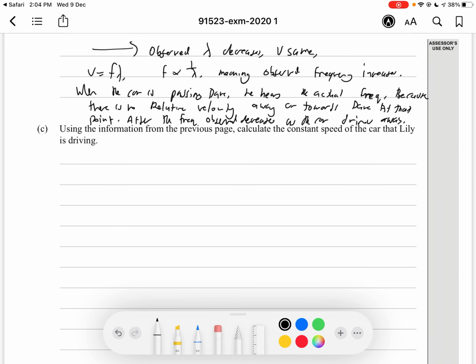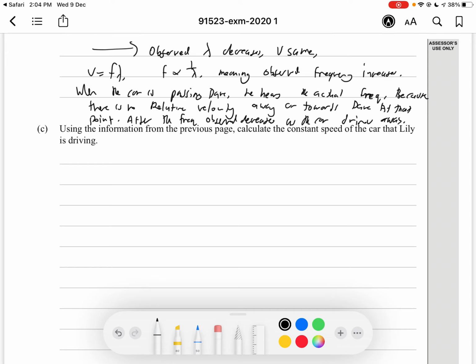I would write more, but there's not enough space. When the car's driving away, each time the car produces a successive wave, it has already traveled some distance away from Dave, so the distance between the previous wave is increased, causing an increase in the observed wavelength and then a decrease in the observed frequency.